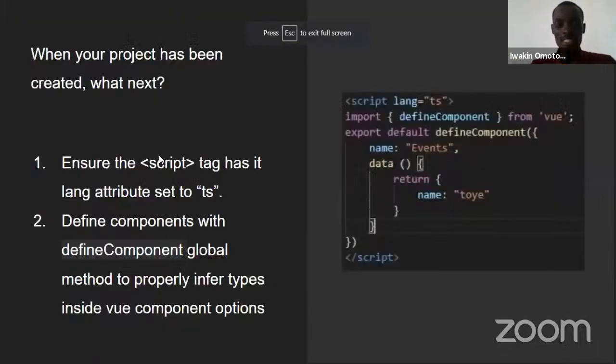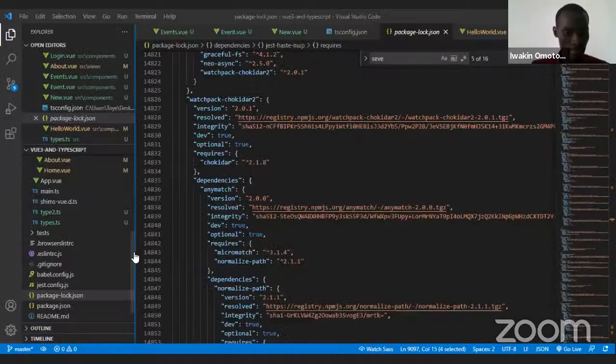So after doing this, what is next? Please pardon me for having to share my screen and stop multiple times. After this, the first thing you will do when you create your components is add an attribute called lang, that is language, and set the value to ts. You are also going to use the defineComponent global method, and I'm going to illustrate in my VS Code. So let me go to my VS Code. Yes, my VS Code. Now, this is my component.